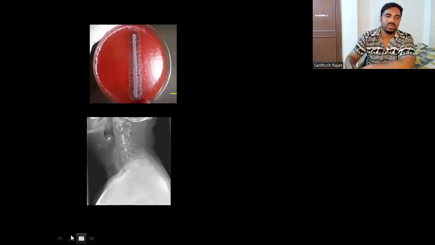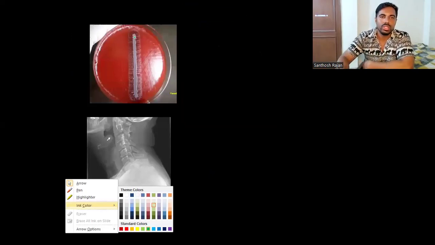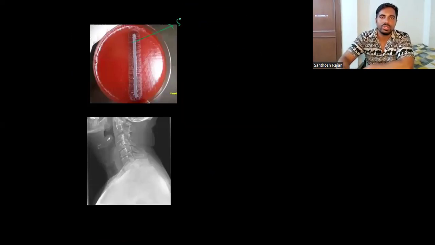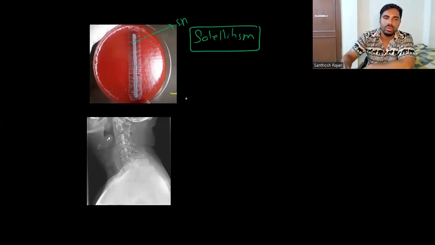Now look at this beautiful picture. You should know this one. The primary streak is Staph aureus, and surrounding it there are colonies like this. So it looks like satellitism. Satellitism.